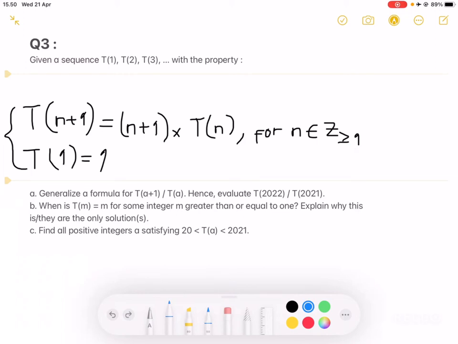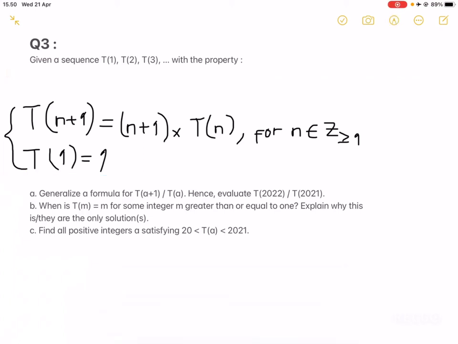So you might recognize this. This looks like a recursive definition of a sequence, and I'll let you guys just search about that. And also we're given that t of 1 is equal to 1. So you might want to find an explicit form for t of n.